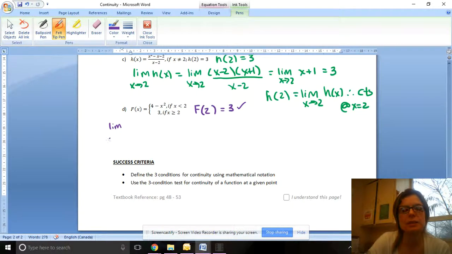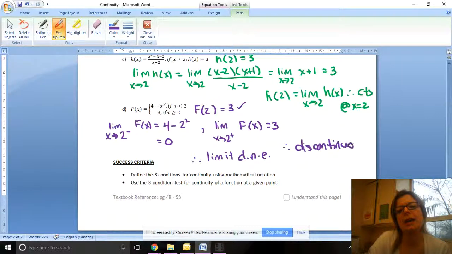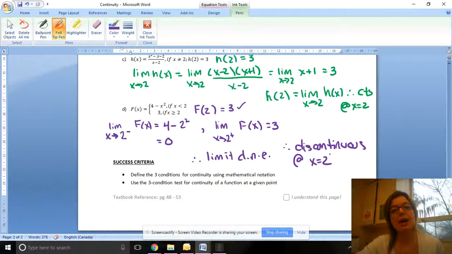Because this is a piecewise function, we need to do the two-sided limits. So the limit as x approaches 2 from the left of capital F at x is equal to 4 minus 2 squared, which is equal to 0. And the limit as x approaches 2 from the right of f at x, we can clearly see is equal to 3. So therefore, the limit does not exist since it is approaching 2 separate values, and therefore the function is discontinuous at x equals 2.